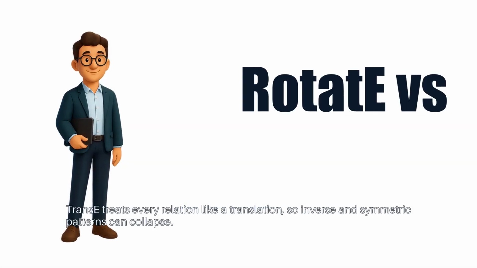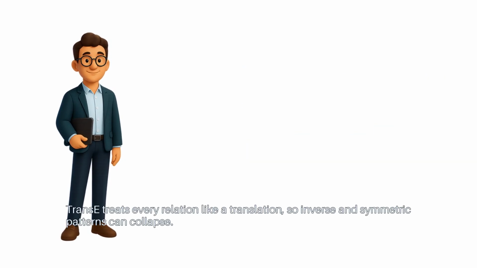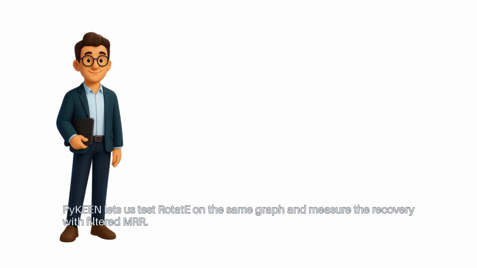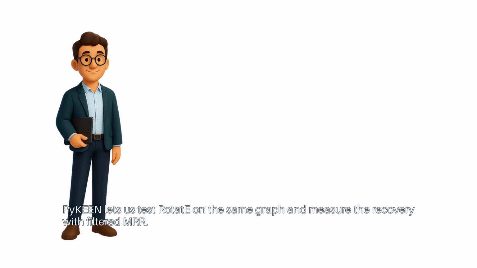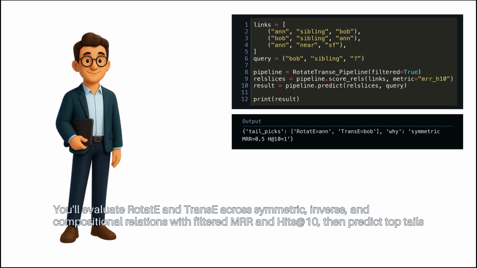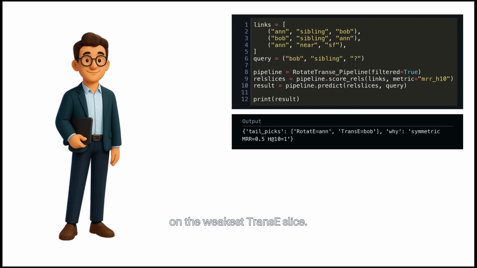TransE treats every relation like a translation, so inverse and symmetric patterns can collapse. PyKEEN lets us test RotatE on the same graph and measure the recovery with filtered MRR. You'll evaluate RotatE and TransE across symmetric, inverse, and compositional relations with filtered MRR and hits at 10, then predict top tails on the weakest TransE slice.